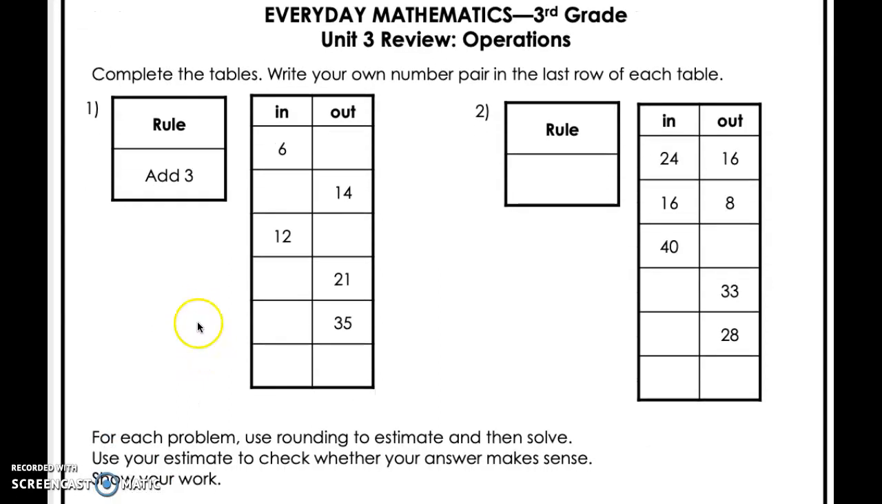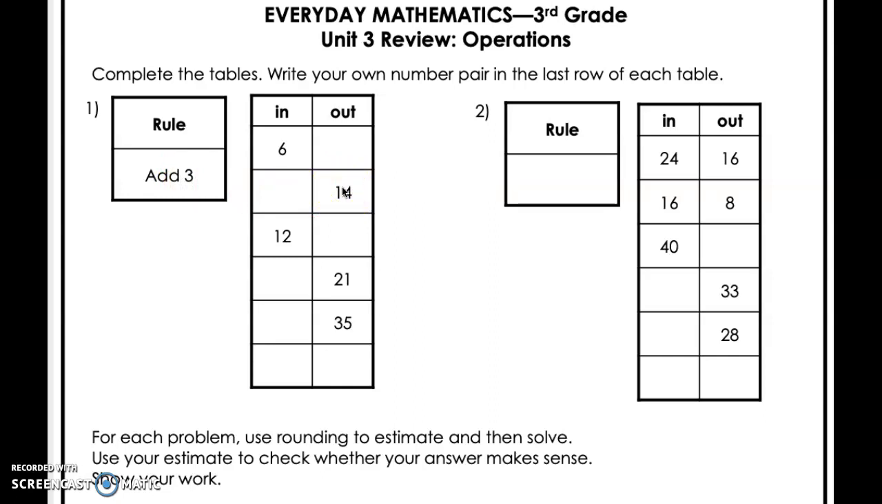So first of all, let's look at the first one. The rule is already there for you. Add 3. So what you're going to do is the number goes in, 6. You're going to add 3. So 6 plus 3 would be 9. So that would be what comes out. We don't know what goes in, but we add 3 to it and 14 comes out.